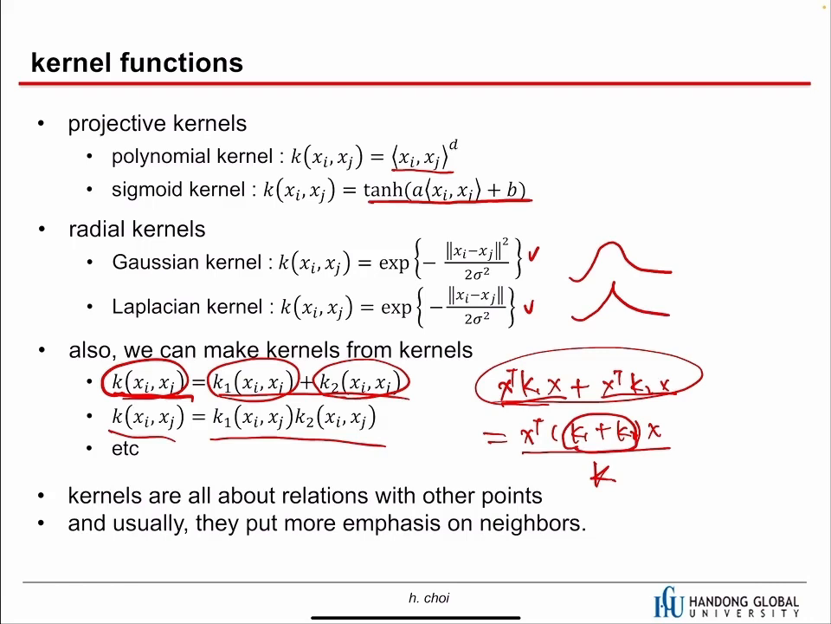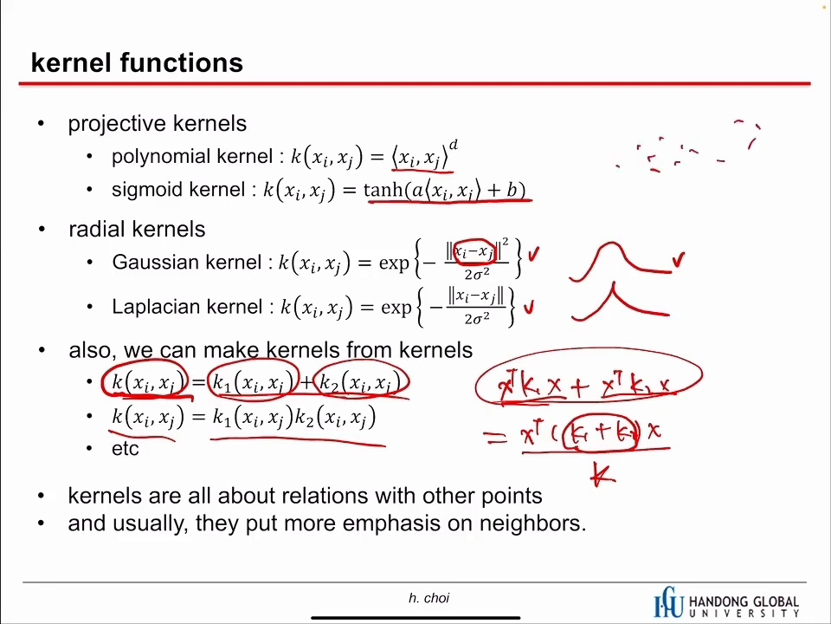Again, the kernels are all about the relationships between the data points, and usually they put more emphasis on neighbors. Look at this one. If they are close enough, then they have a high value. If they are far from each other, then the kernel value will be really small. So as long as they are close, the kernel value will be high, which means we focus on the neighbors.